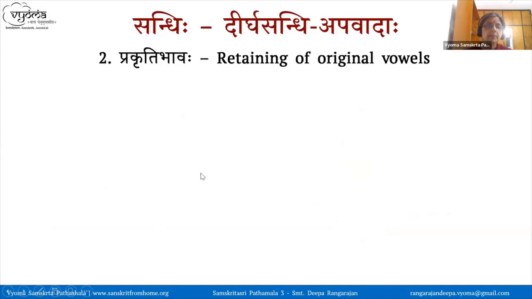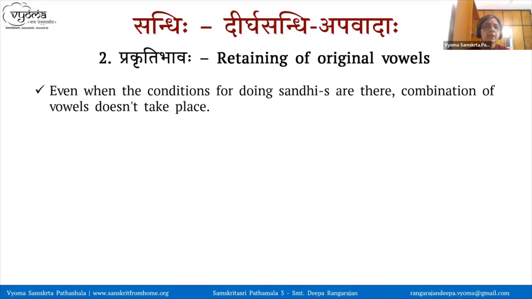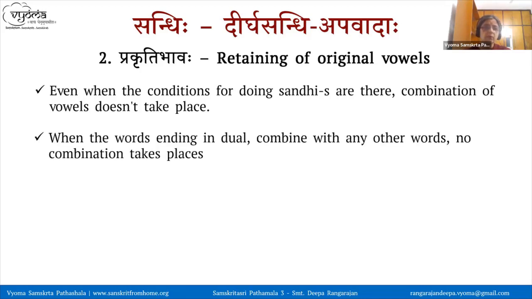Next is Prakriti Bhava. When we saw the types of Sandhis, I mentioned that Prakriti Bhava is one where in spite of the conditions being fulfilled, Sandhi is just not done. The words remain as they are, even though they are pronounced close together. Even when the conditions for doing Sandhis are there, combination of vowels does not take place, or the change in vowel does not take place, will be a better way of putting it.